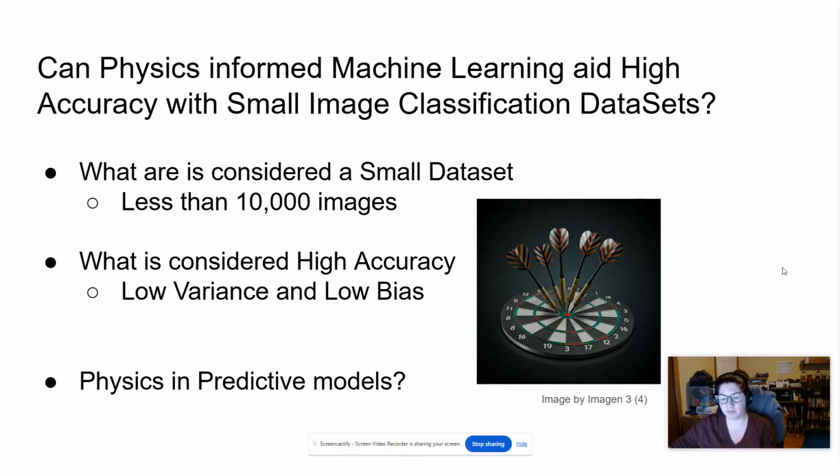But the real crux of the research question is physics in predictive models. Why do you want to put physics in predictive models? How do you want to do that? And what implication does it have for future AI? And we'll get into those.